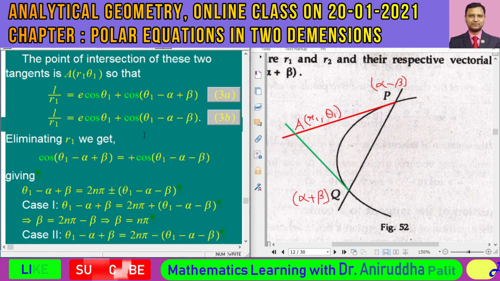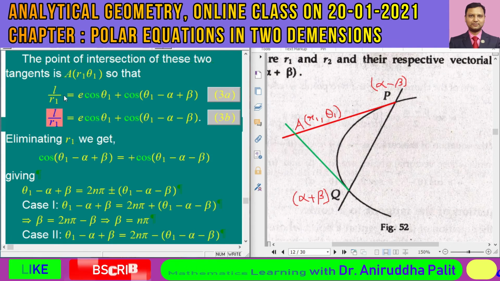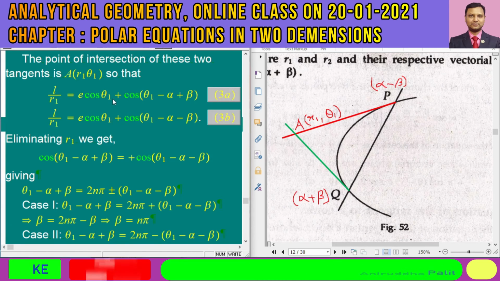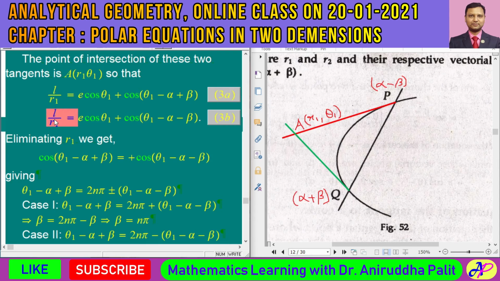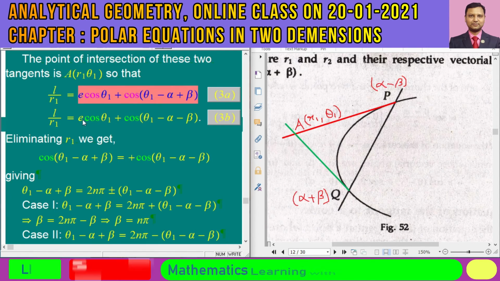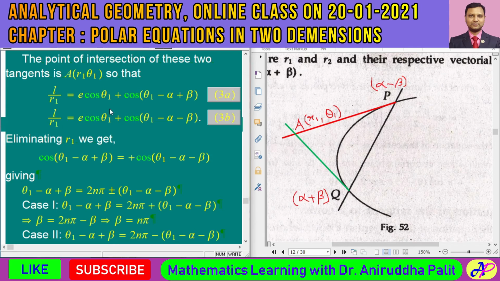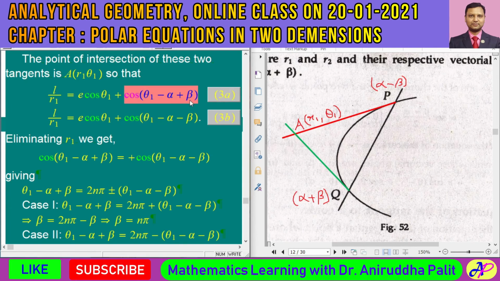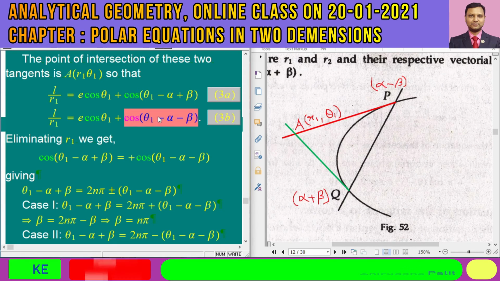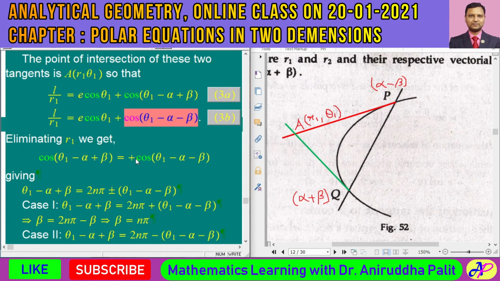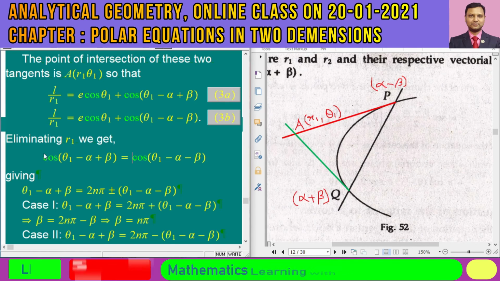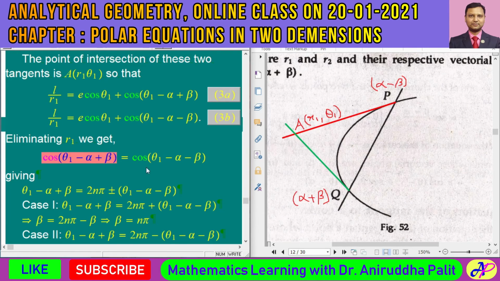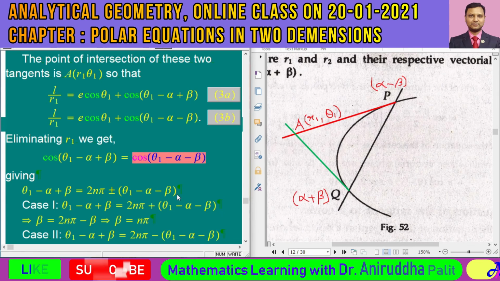Now we eliminate this quantity R1, this unknown parameter. If we compare these left hand sides, we get that these two right hand sides are equal. And in these two right hand sides, this term e cos theta 1 is common. Therefore, we can compare and ultimately get that cos of theta 1 minus alpha plus beta is equal to cos of theta 1 minus alpha minus beta.